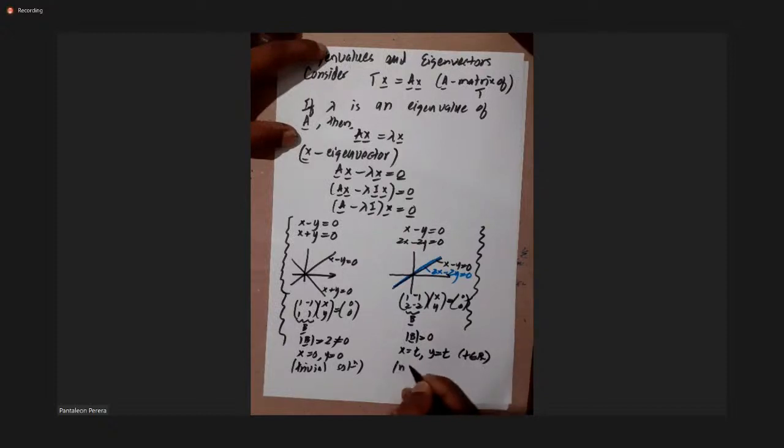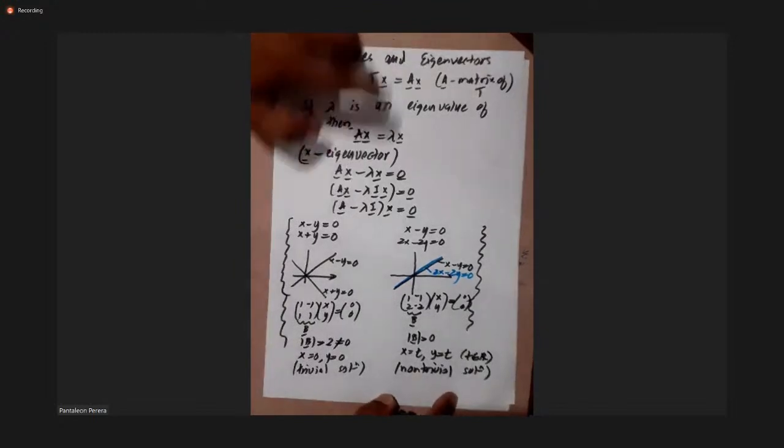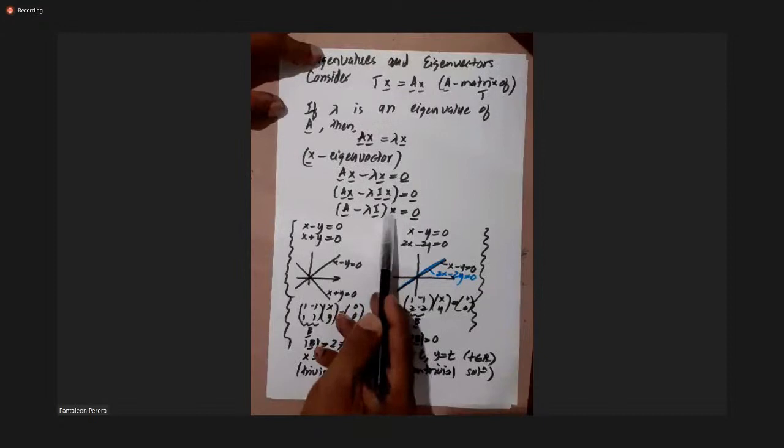So we call it non-trivial. Trivial means the zero solution. Non-trivial solutions are what we want. Then x will take on a solution. x is the vector. x is an eigenvector.